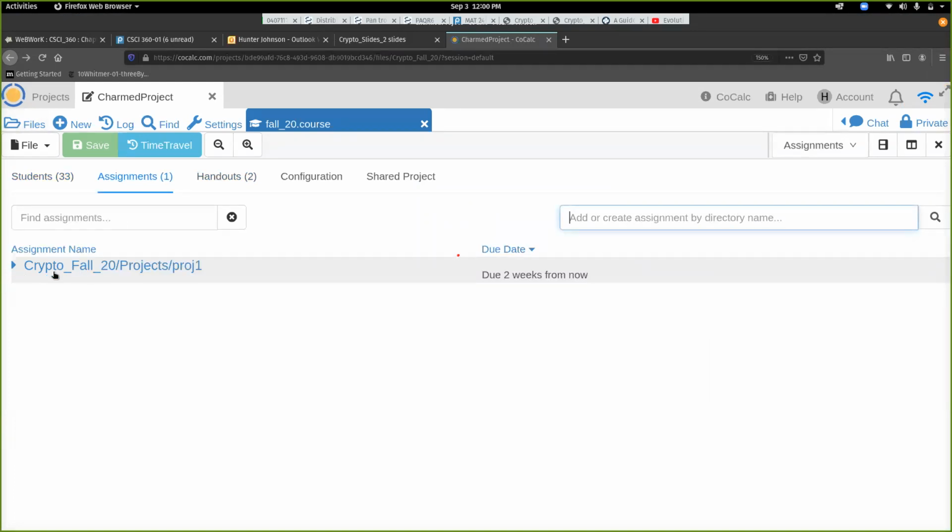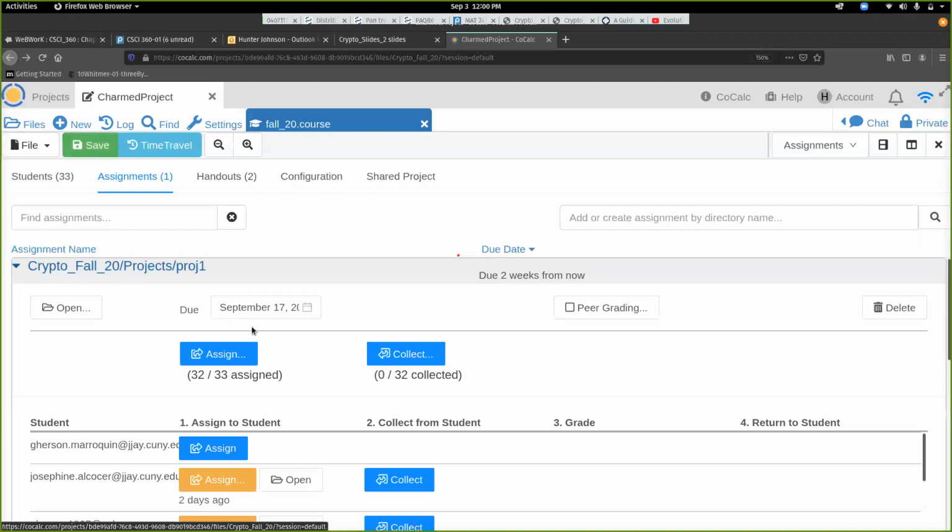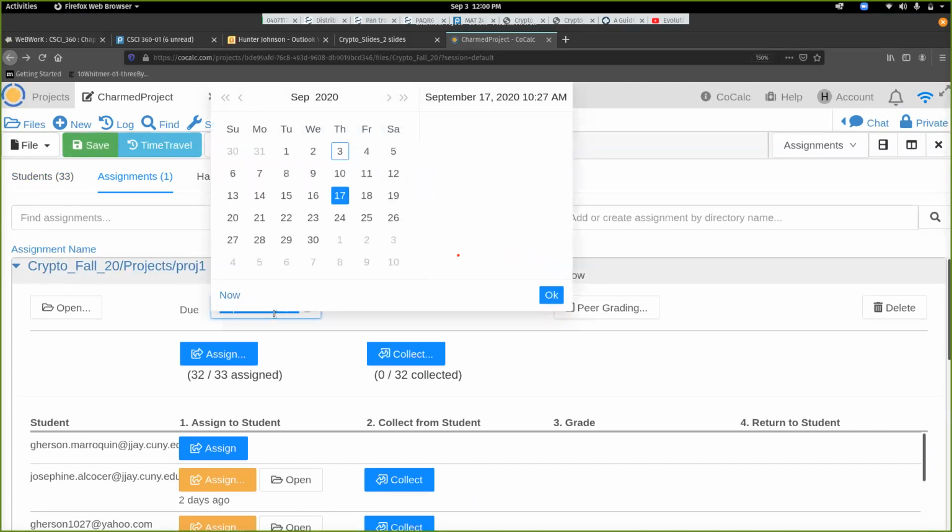So we go to assignments and then project 1. It says the due date is 2 weeks from now. And what does this say? It says September 17th, 2020. So that's the correct due date. I think what probably happened is I didn't change the PDF, and so the PDF still has a different date. I'm sorry about that. But this is the true due date, which is September 17th, 2 weeks from today. All right, thank you.